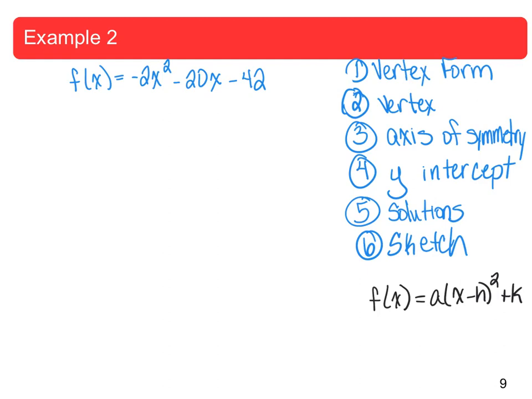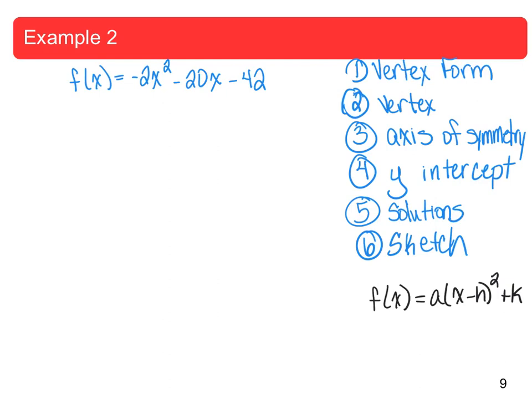Started on this one, there's a lot going on. One of the things that you might be tempted to do in this particular one is divide everything by -2, okay? And I want you to know that that is a reasonable thing to do for part 5. It's a very reasonable thing to do.